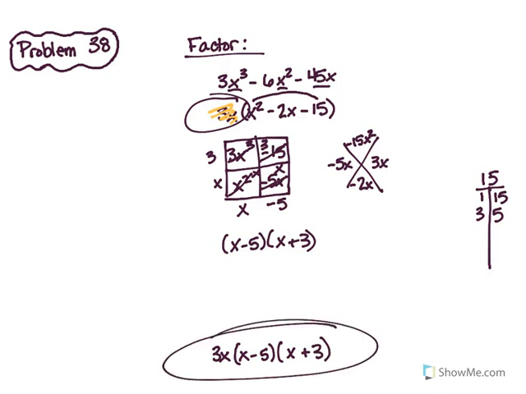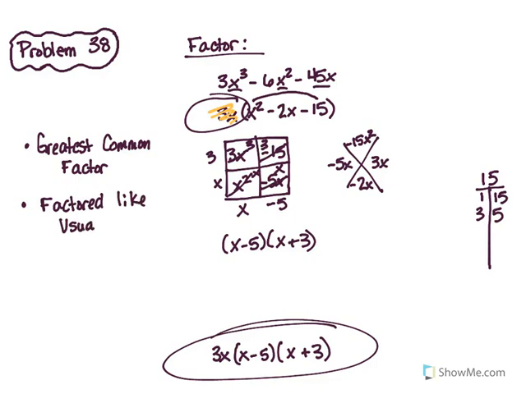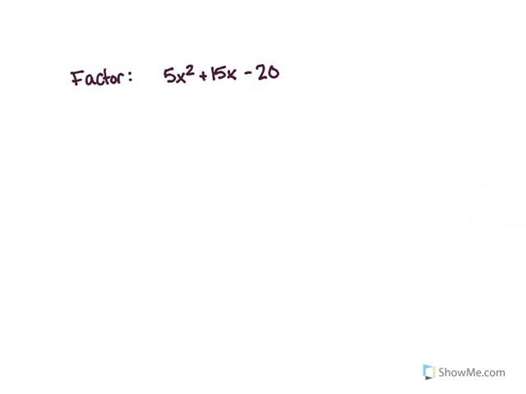So we took out our greatest common factor, and then we just factored like usual. We just had to make sure that we put that 3x back in there right at the end.